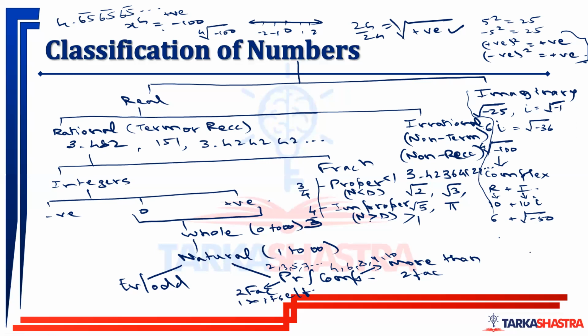Now 1 is neither prime nor composite. 2 is the only even prime number. All the other prime numbers are odd. In total there are 25 prime numbers between 1 and 100. So this is the classification of numbers.